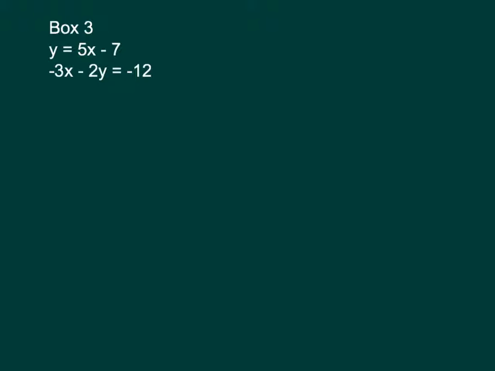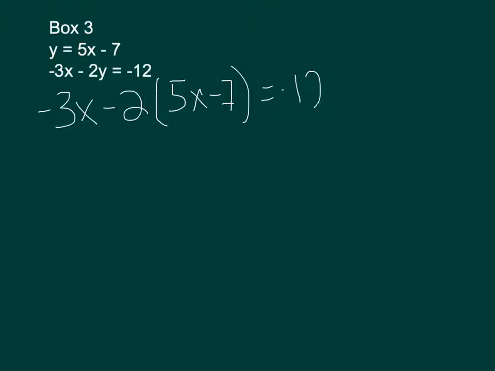So, what we do is we take y equals 5x minus 7, and we take this y out and put 5x minus 7 in there for that y. So, we get negative 3x minus 2 times. Now, don't forget, always put what you put in for the y in parentheses. So, I'm going to put 5x minus 7 in parentheses, and that equals negative 12.